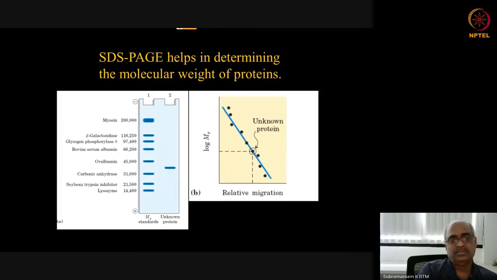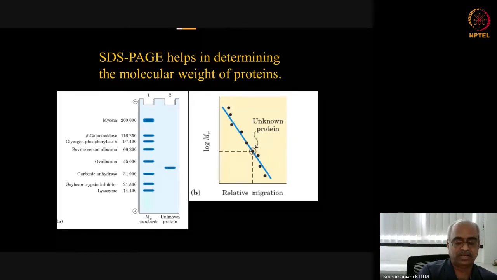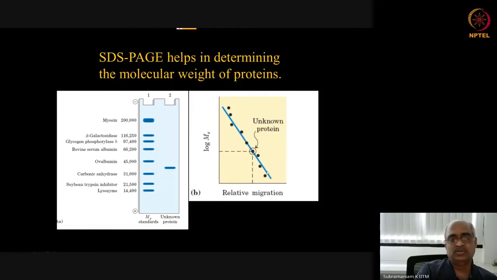Molecular weight may be affected by other factors, like shape, in certain methods. There are sophisticated methods like ultracentrifugation, where other factors like size and shape do not influence the result, and you accurately determine the molecular weight. But for most practical purposes, SDS-PAGE is the easiest and most practical way of determining molecular weight, and usually it's very accurate.